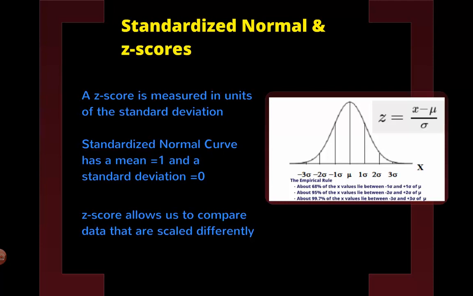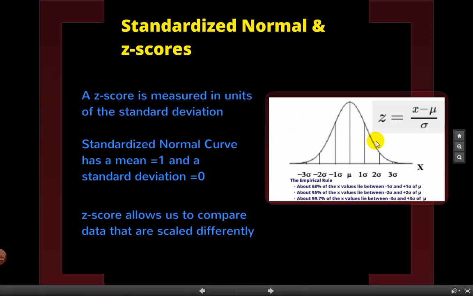So the z-score is just how many standard deviations above or below the mean a value is. The standardized normal curve, which is this normal curve, would have a mean of 0 and a standard deviation of 1. So this would be one value. This is 2 and this is 3. -1, -2, -3. See, we multiply by the standard deviations.